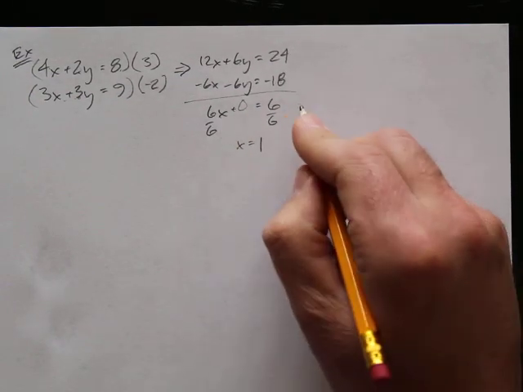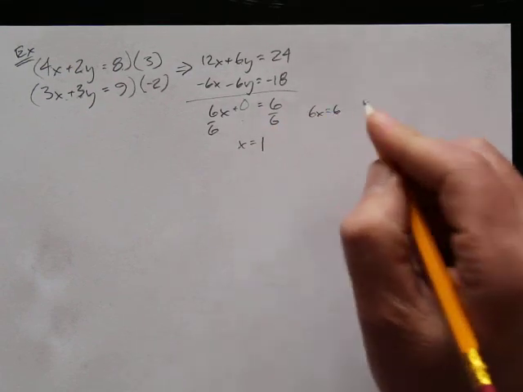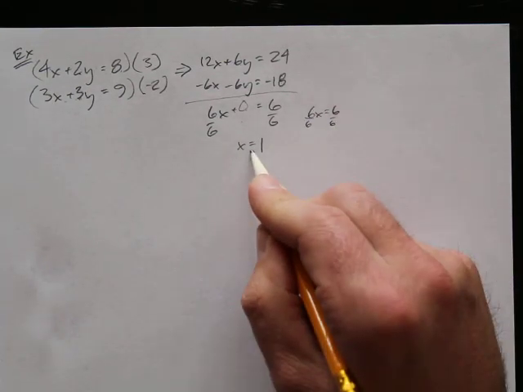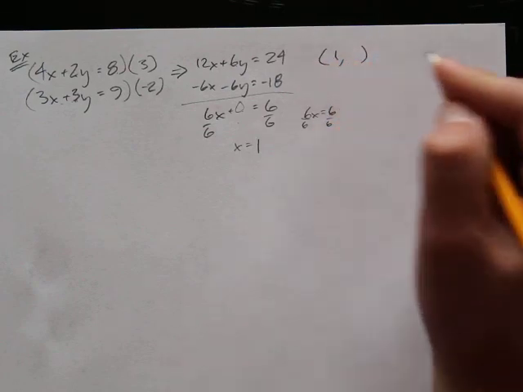If this is confusing, I kind of skip a step here. It's 6x equals 6, right? I ignored that 0, and then I divide by 6. So x equals 1. So the x value is 1.